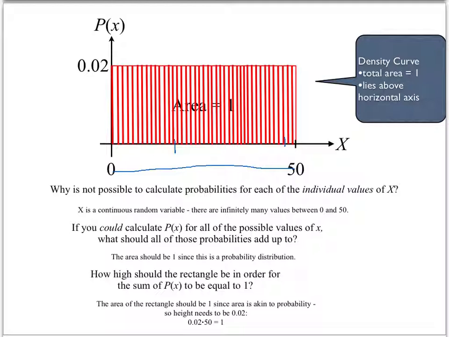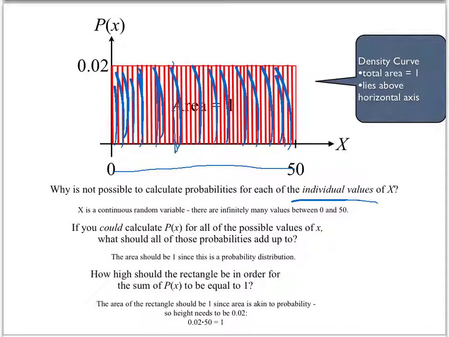So we can't calculate probabilities for each of those individual values because it's a continuous random variable. There's an infinite number of possible values between 0 and 50, and if you wanted to calculate that probability, you wouldn't really have a rectangle. You would just have one straight line going up. There's no area there. So you can't calculate the probability for an individual value of x if x is a continuous random variable. If you could calculate all the values of the random variable between 0 and 50, you would be getting these segments that are going straight up.